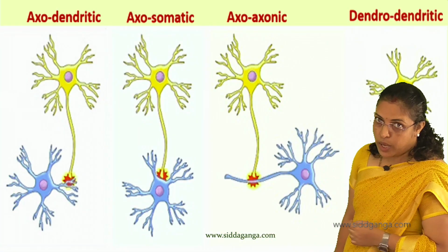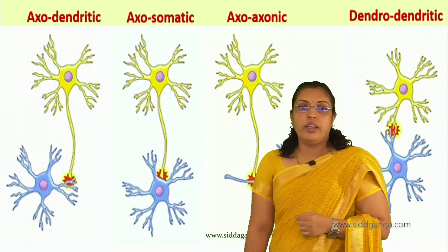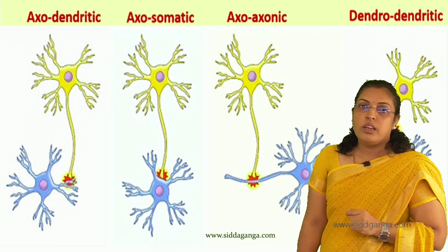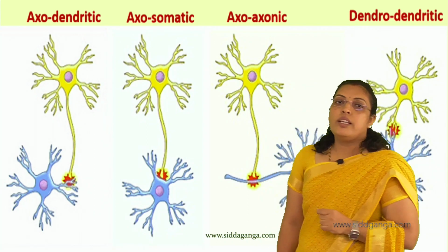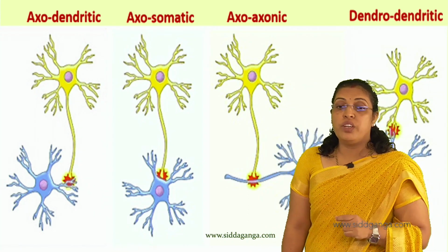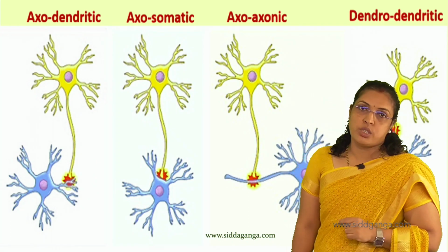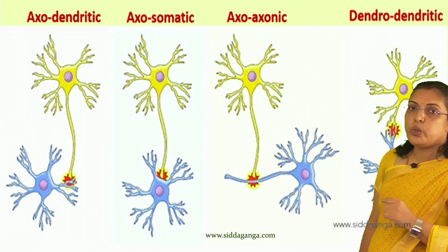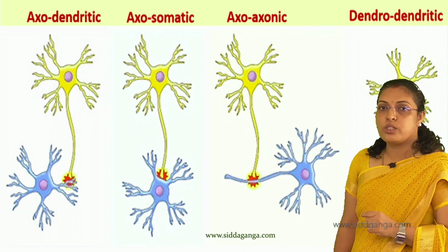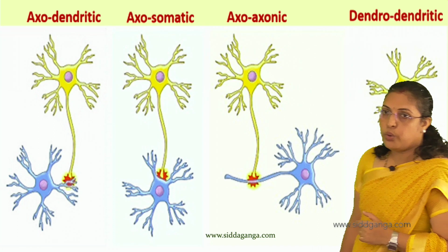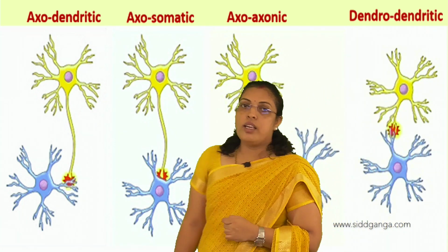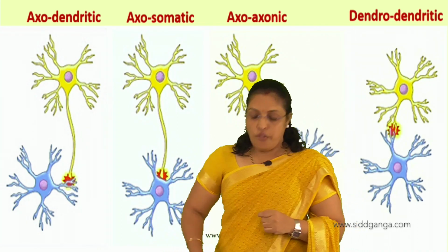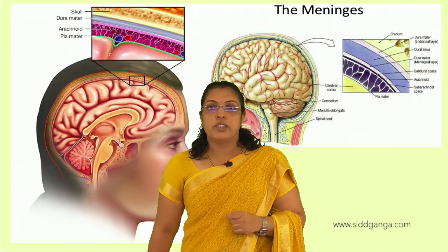Different types of synapses. Axodendritic, the synapse is present between the axon and dendrite. In axosomatic, the synapse is present between the axon and the cell body. In axoaxonic, the synapse is present between the axon of one neuron and the axon of another neuron. And in dendrodendritic, there is a synapse between the dendrite of one neuron and the dendrite of an adjacent neuron.